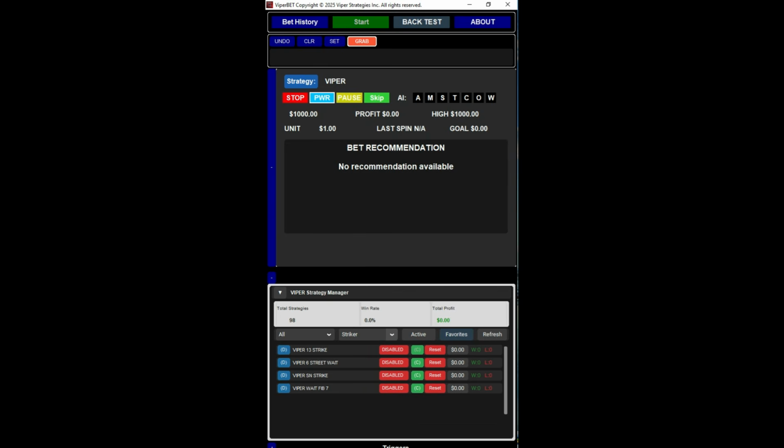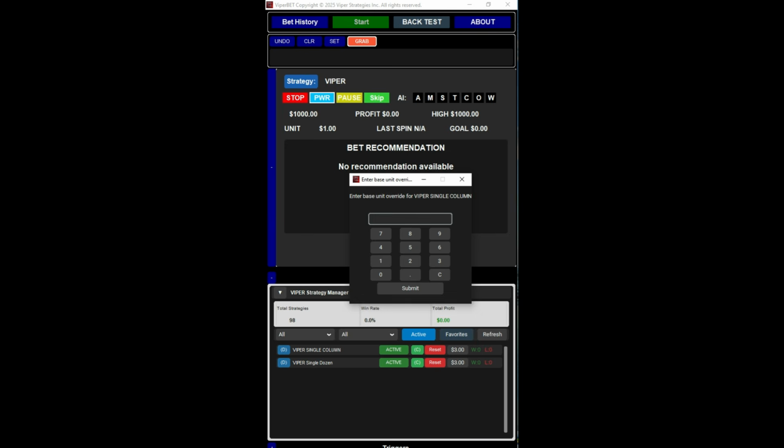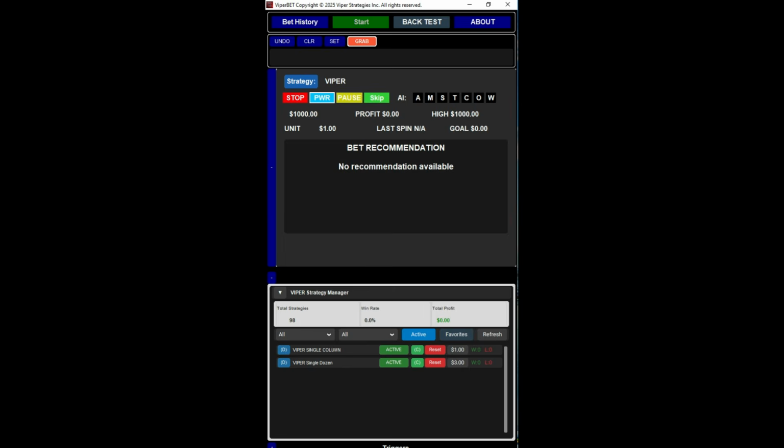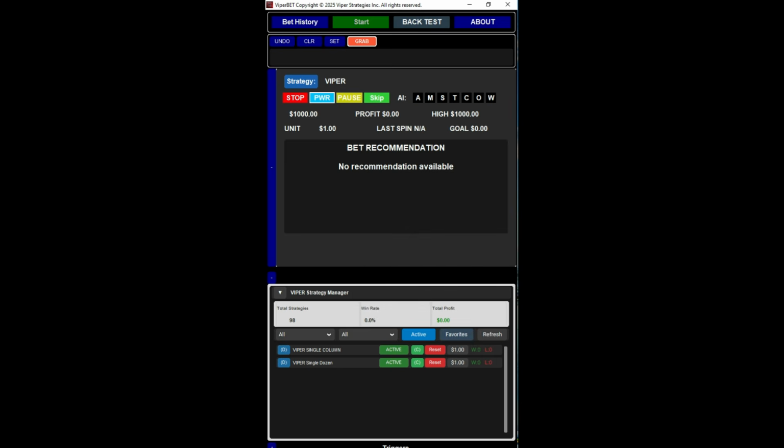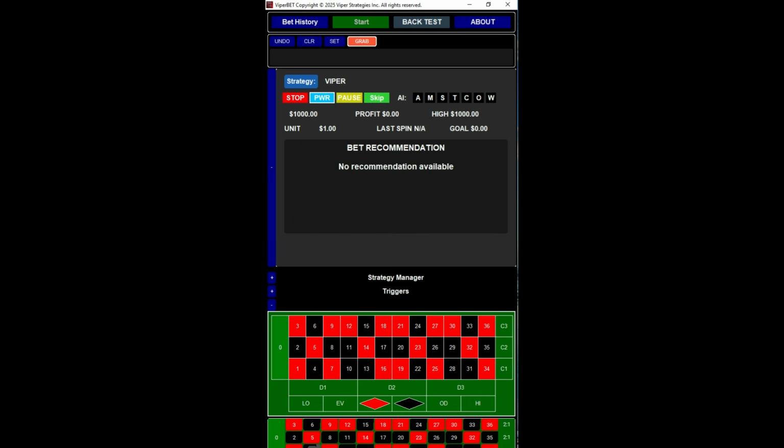Now let's go ahead and activate all. We have 2 activated right now. Fibonacci is kind of aggressive. I'm going to keep this at a $1 unit, and a dollar unit for this one. So I'm going to do that override, and those are both activated. We start right now. Let's see what we get.